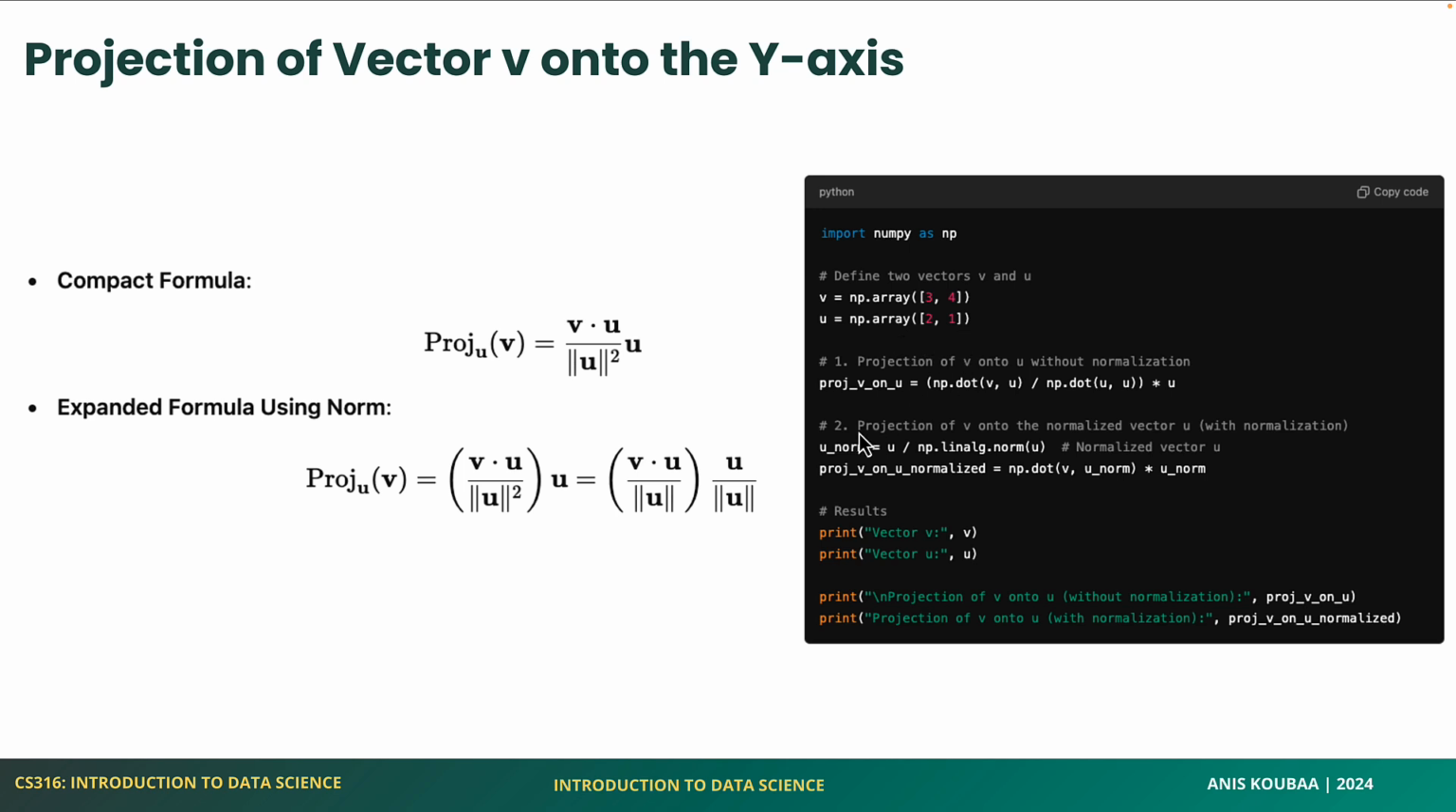So first of all, to make the projection, we're going to make the dot product of v and u divided by the dot product of u, which is the norm, multiplied by the vector u, which is exactly the same formula as here. Okay, and we can also calculate the norm of u, and then apply it on the normalized vector u. It's basically the same thing, but written differently. Is it clear?